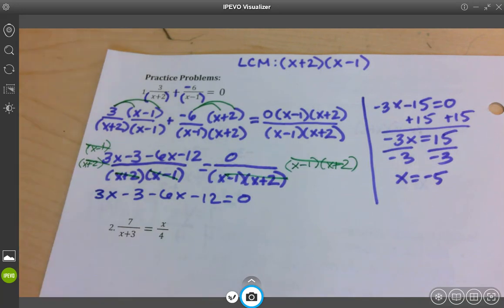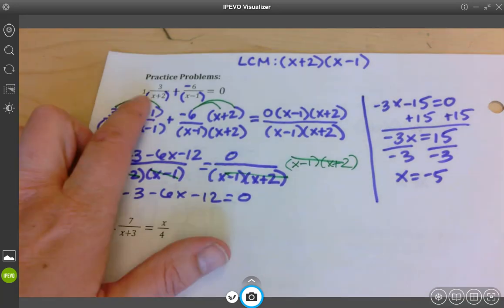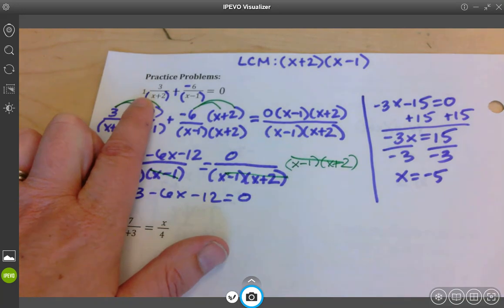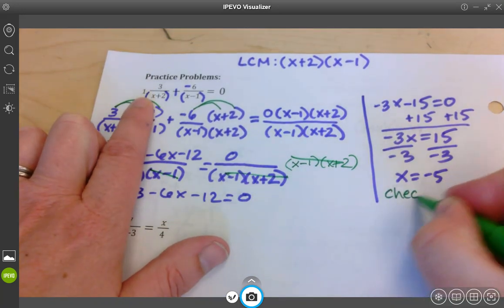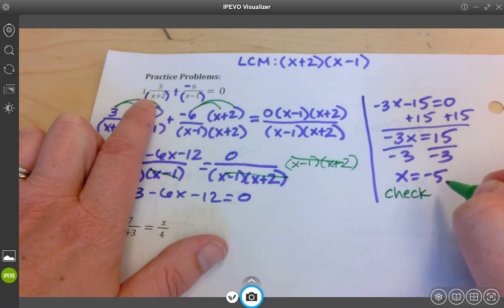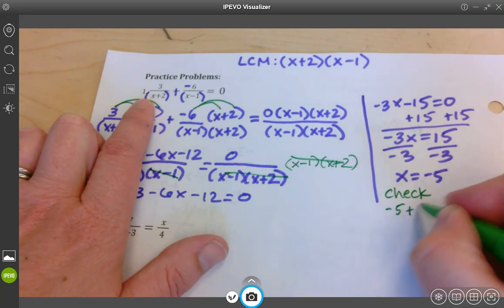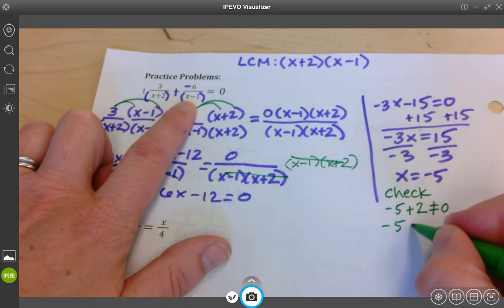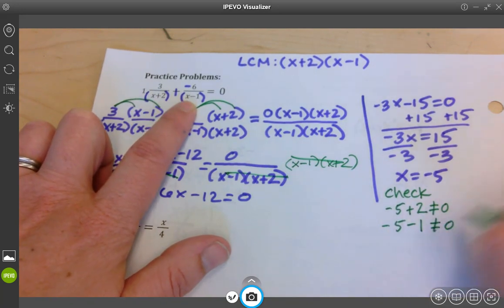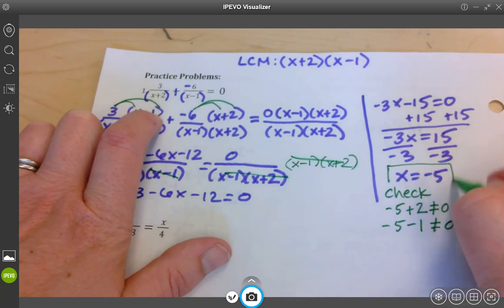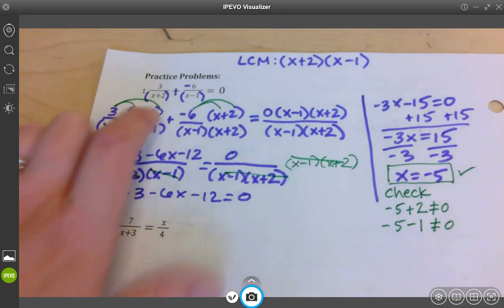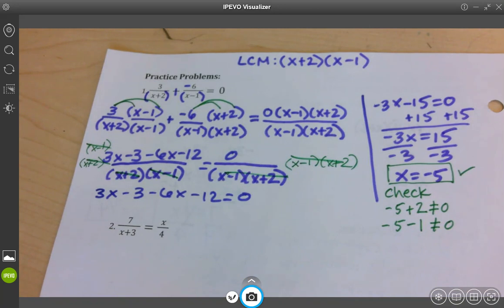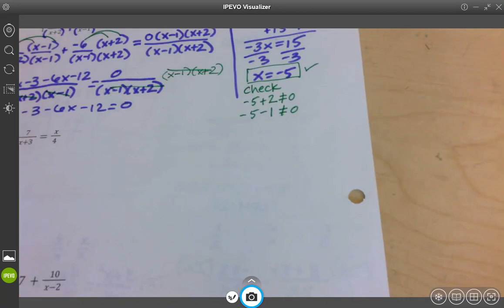All right, so I need to check and see if it makes any of my denominators equal 0. So to check, I'm going to put negative 5 for the x here. So negative 5 plus 2, well, that's not 0. And negative 5 minus 1, also not 0. That means that my answer checks out. So I just had to check and see if it would make the denominator 0 when I substituted it back in. Please help out when you have stuff that you can help with.